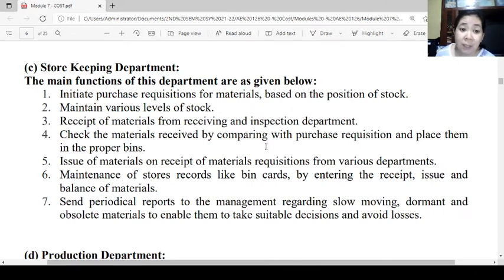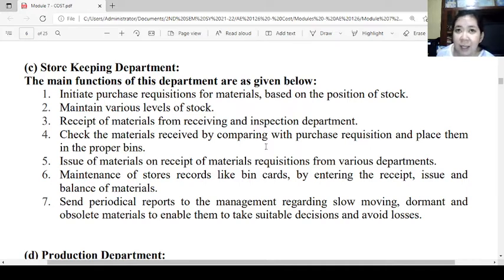Fourth, they will check the materials received by comparing the purchase requisition and the items that were received, and they will place them in the proper bins for stocking. Number 5, they will issue materials on receipt of a materials requisition from the different departments, and they will maintain store records like bin cards.